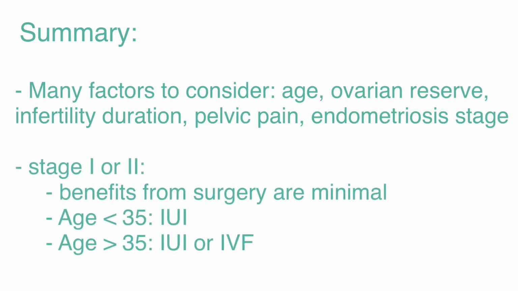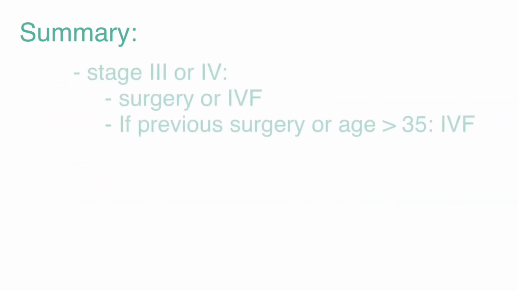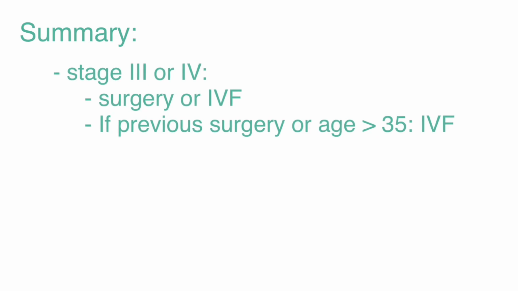The benefit of surgery for minimal or mild disease is really insufficient to recommend surgery alone to increase the chances of pregnancy. In young women with stage 1 or 2 disease, IUI can be considered a first-line treatment option. For women over the age of 35, more aggressive treatment options such as IUI or IVF may be considered. For stage 3 or 4 disease, conservative surgery or IVF are recommended. If a patient has already had previous surgery for infertility or because of advanced age, IVF is a reasonable treatment option.